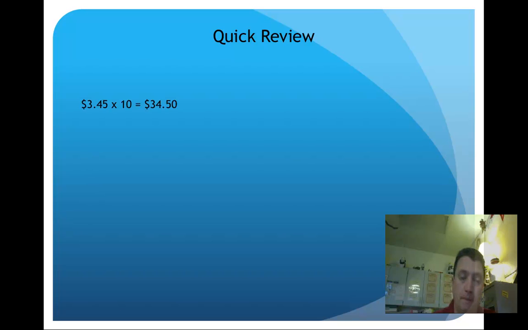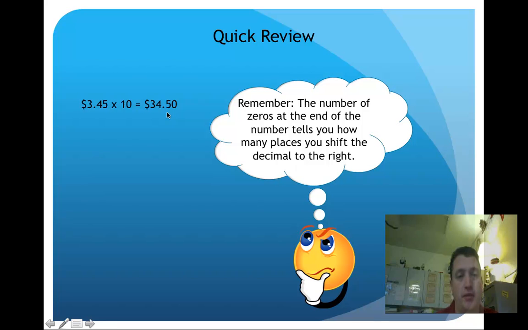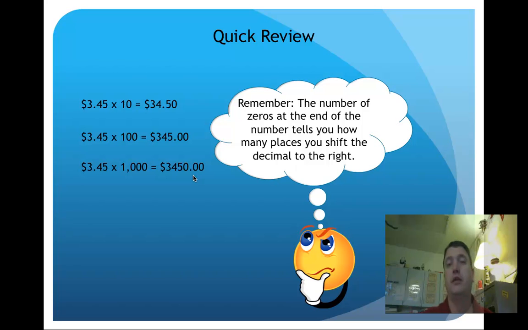So let's do a little quick review. We learned in lesson 4.1 that if we take $3.45 and we multiply it by 10, we're going to end up shifting that decimal place one spot to the right. Just remember that the number of zeros on the number you're multiplying by tells you how many places you need to shift that to the right. So here I've got 100, I've got 2 zeros. That means I've got to move that decimal place 2 places to the right. Here I've got 1,000. That means I've got 3 zeros. I've got to go 1, 2, 3 places to the right. If we had a number that ended in 100 zeros, we'd have to move it 100 places to the right, but thankfully we don't have to do that.